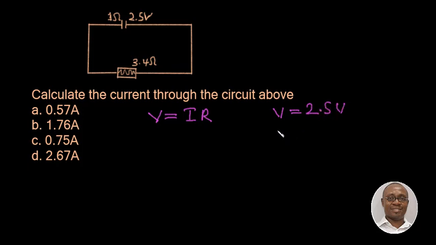Okay, then for the resistance, we have two resistances in series, so the total resistance is equal to the addition of the two resistances, and that is 1 plus 3.4, which will give us 4.4 ohms. Okay, so we are looking for the I, that is the current.